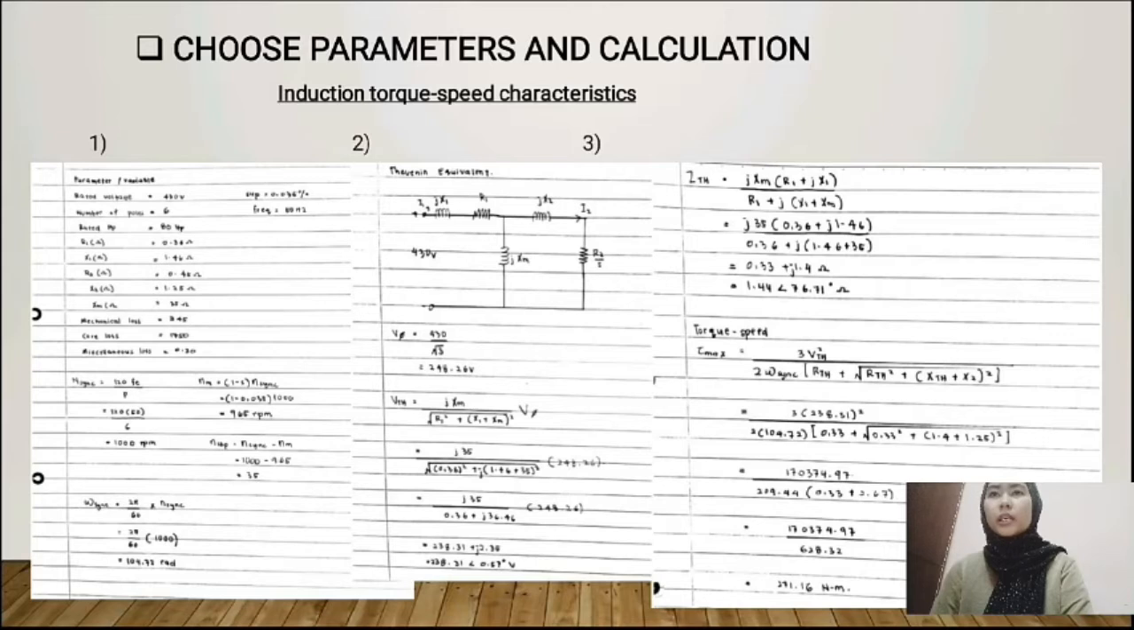Next is the manual calculation of the induction torque speed characteristic. This is the parameter and variable that we choose: slip is 0.035% and frequency is 50 Hz. To calculate the induction torque speed characteristic, we need to calculate using the Thevenin formula and impedance. Then we calculate the torque versus speed by using the rotor induced torque. Lastly, we plot the torque versus speed, and from here we can find the starting torque, pull up torque, and pull out torque of the motor.